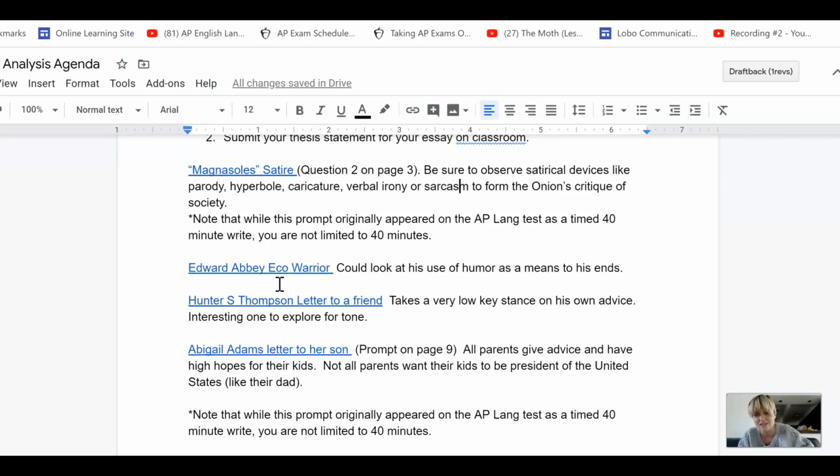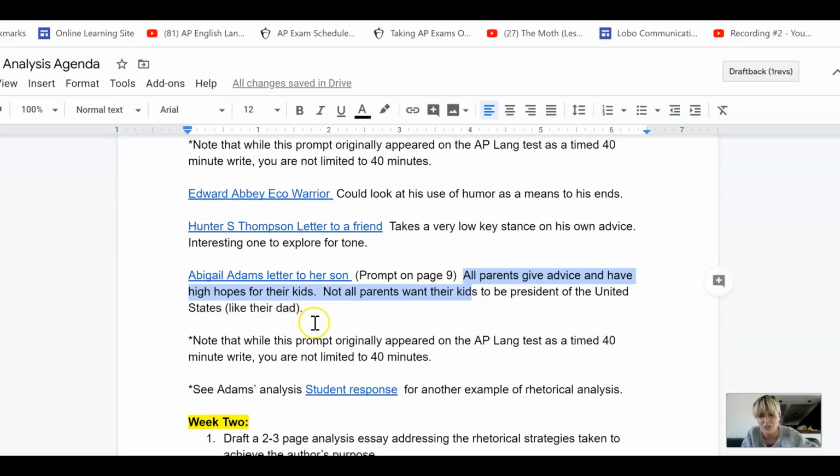And then lastly, this is Abigail Adams. And by no means, I don't mean to say that this is like a boring letter. It's not. It's just 1800s. I think she's, just like every other parent, giving advice to her kid and ultimately wanting her kid to grow up to be a president of the United States. So it's kind of an interesting letter for that reason. How do parents give advice? Good. And with that one, you can also see there's a student response that had top marks there as well. So if you're interested, you can check that out.